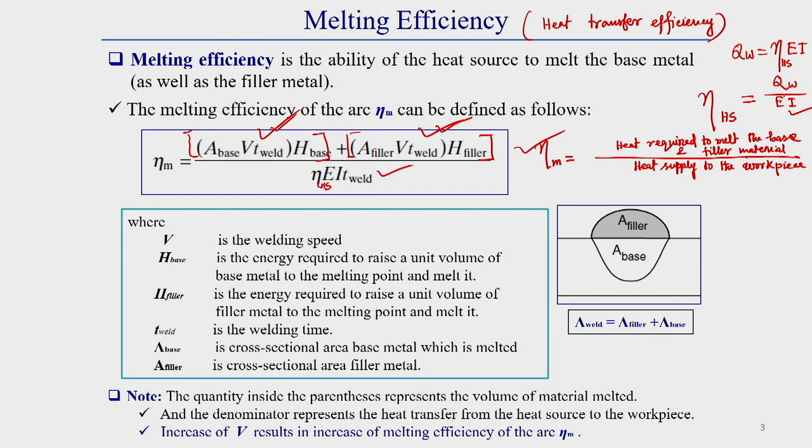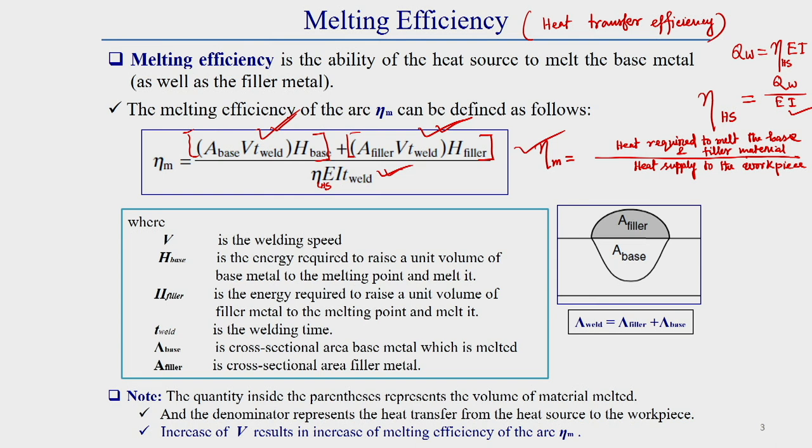So eta_S EI is power, and once we multiply it with the welding time, it is converted to heat energy. The welding time is multiplied with both top and bottom, so it can be eliminated. Because everywhere there is welding time, here and here, and below also, it can be cancelled out.